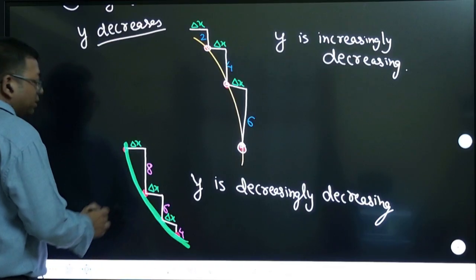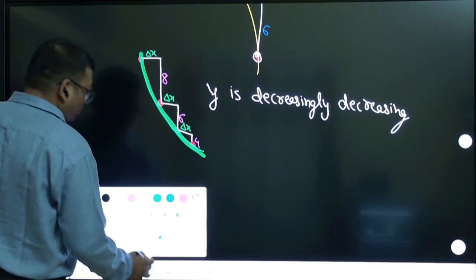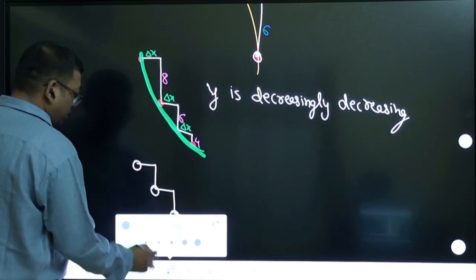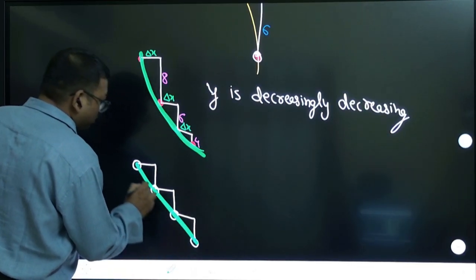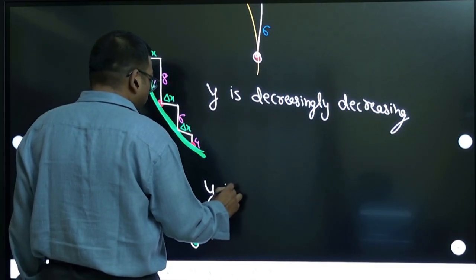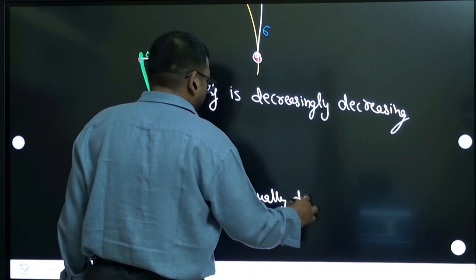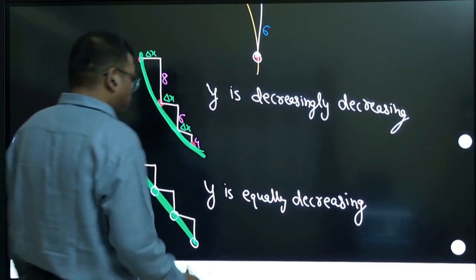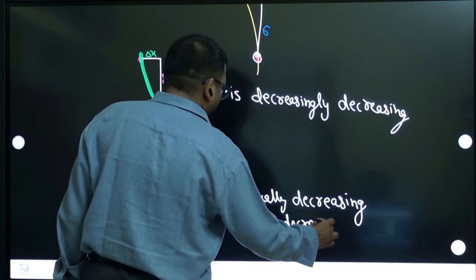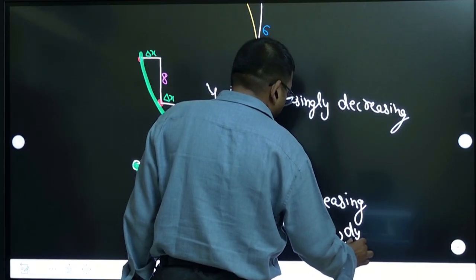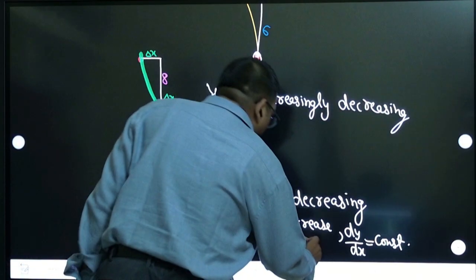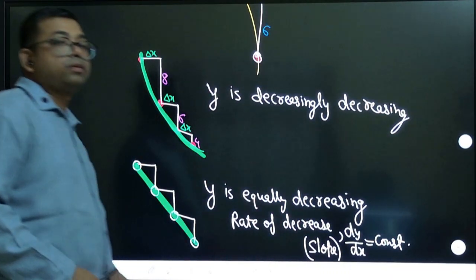Then another case, equally decreasing. So if you take equal changes, this will become a straight line now, right? That's a straight line. So here y is equally decreasing, or the rate of decrease is constant. The rate of decrease, which is nothing but dy by dx, is going to be constant. That rate is called slope. So this slope is going to be constant.